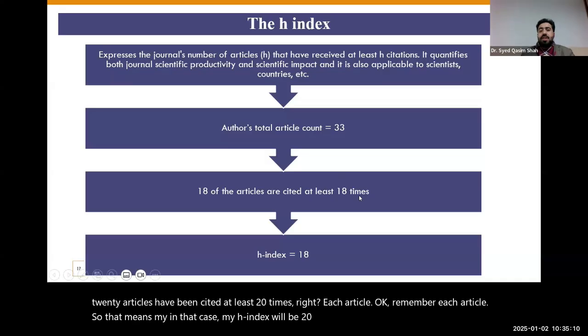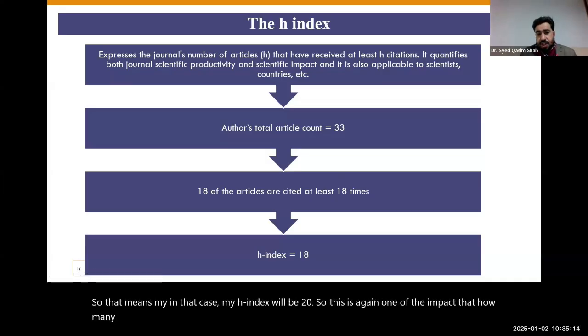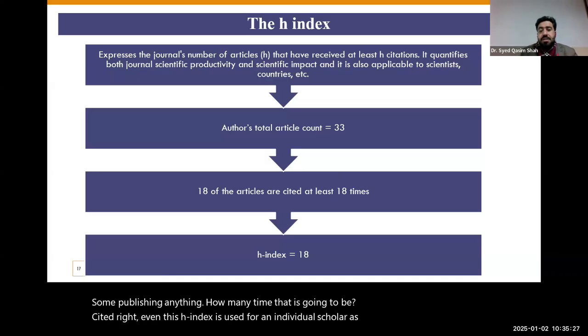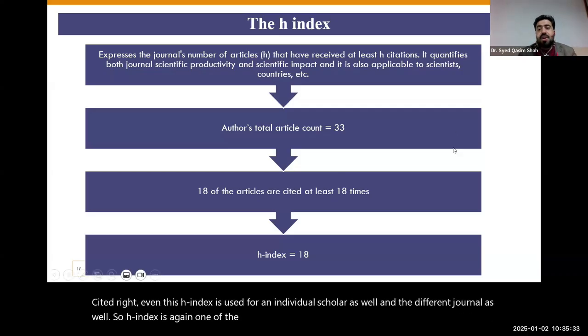So this is again one of the impact measures, showing how many times whatever a journal publishes is going to be cited, right? Even this H index is used for an individual scholar as well as for different journals. So H index is again one of the most important things in terms of journal citations.